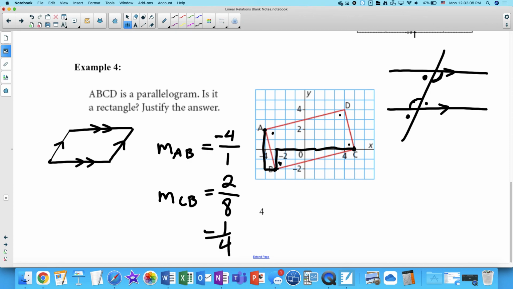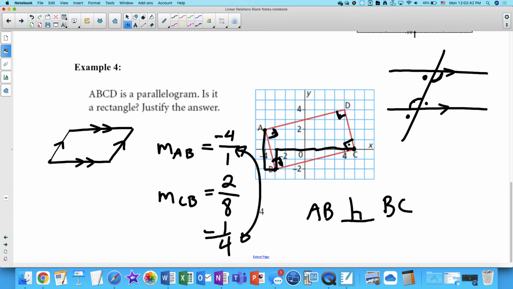Now, when I compare these guys, these are negative reciprocals. So we can say that AB is perpendicular to BC. And because this angle is perpendicular, as we said a couple minutes ago, because these are parallel, these angles have to add to 180. If one of them is 90, the other one has to be 90 as well. And then these angles have to add to 180, and this last pair also has to add to 180. So this is, in fact, a rectangle.